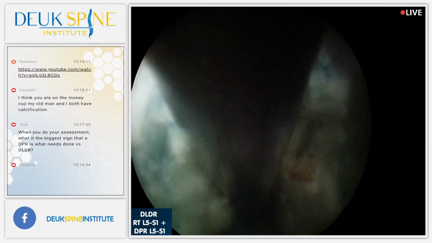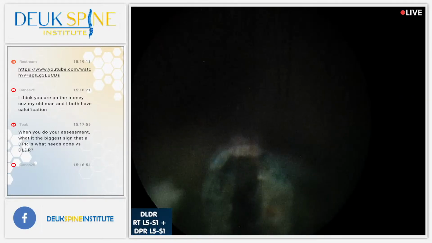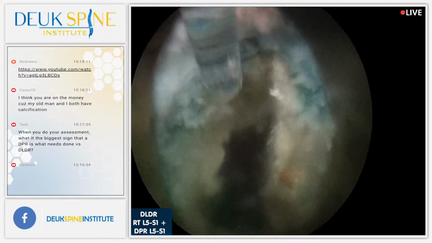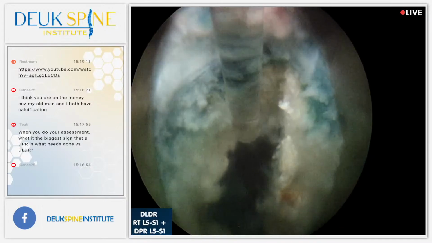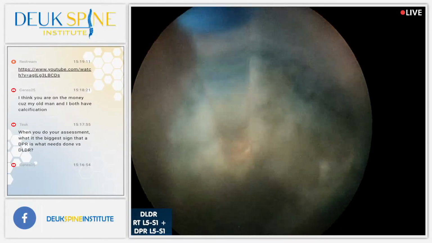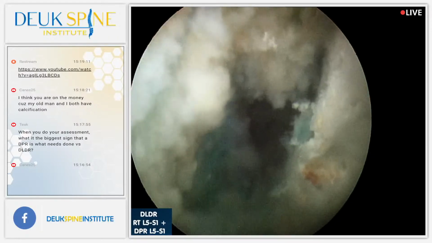Same thing with sacroiliac joint. The SI joint is like a giant facet joint. It's actually the next facet joint below L5-S1. If you think about it, the L5-S1 facet joint, and then below that you have the sacroiliac joint. Same type of joint. They're called diarthrodial joints.